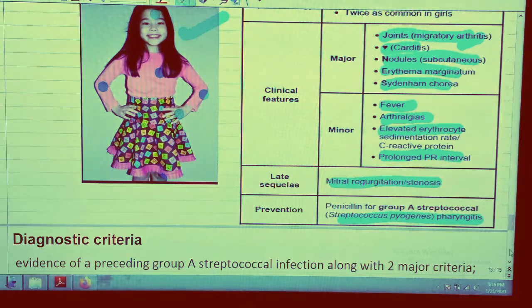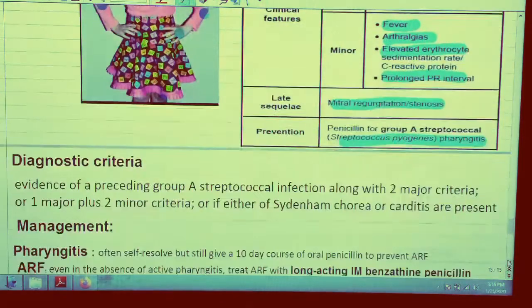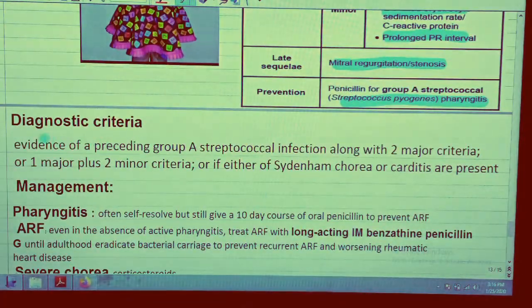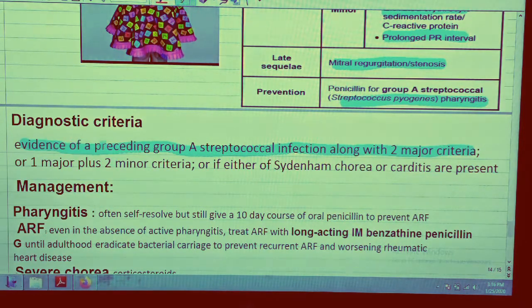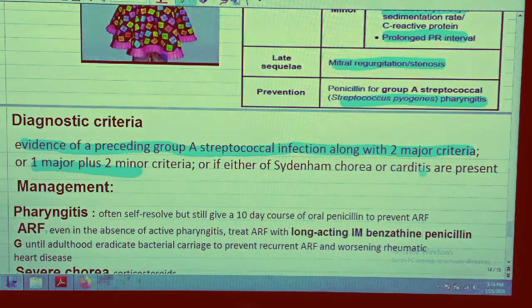Now we discuss the diagnostic criteria. Evidence of preceding group A streptococcal infection along with two major criteria, or one major plus two minor criteria. The second and third exceptions: if either Sydenham chorea or carditis is present.